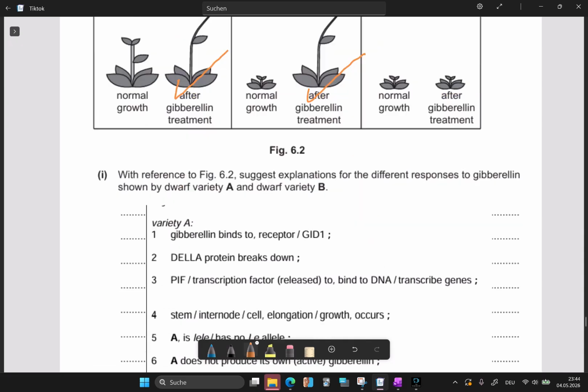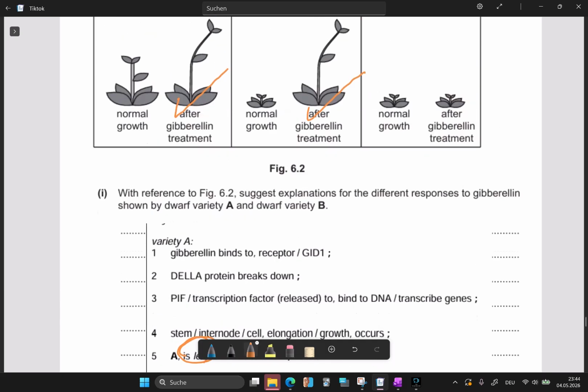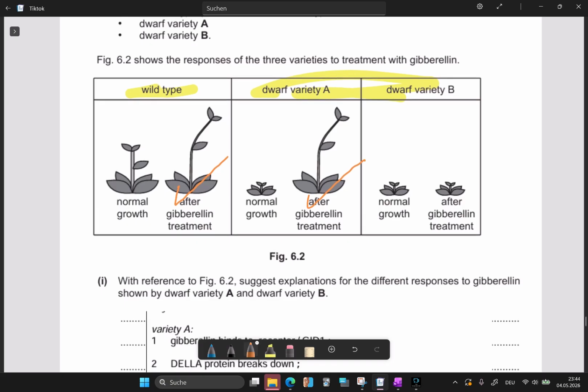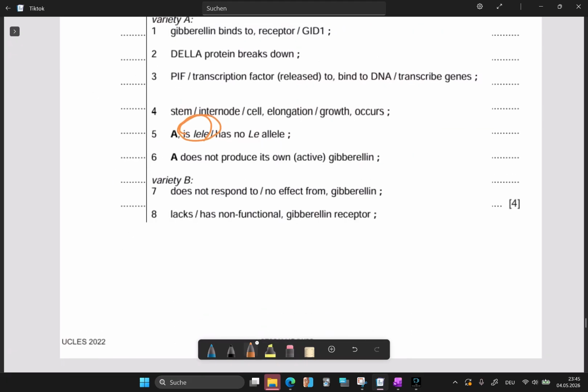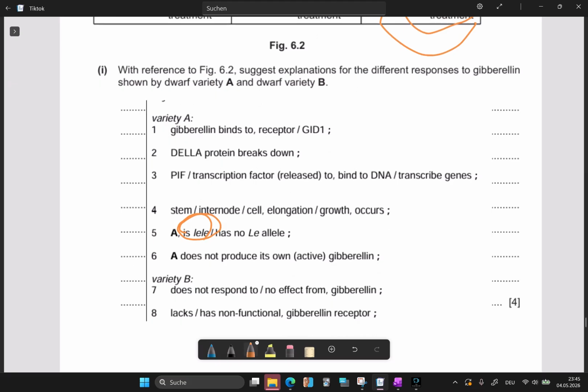So the dwarf variety A has the le small, which is the recessive. So we cannot produce active gibberellin, but it still can work with normal gibberellin. But here was weird because the dwarf variety, even after adding the gibberellin, it did not work. So that means there was probably a problem in the receptor itself. So even after adding the gibberellin, they couldn't bind on the receptor, so it couldn't even make a response. Okay, so this was the different response to gibberellin here and here.